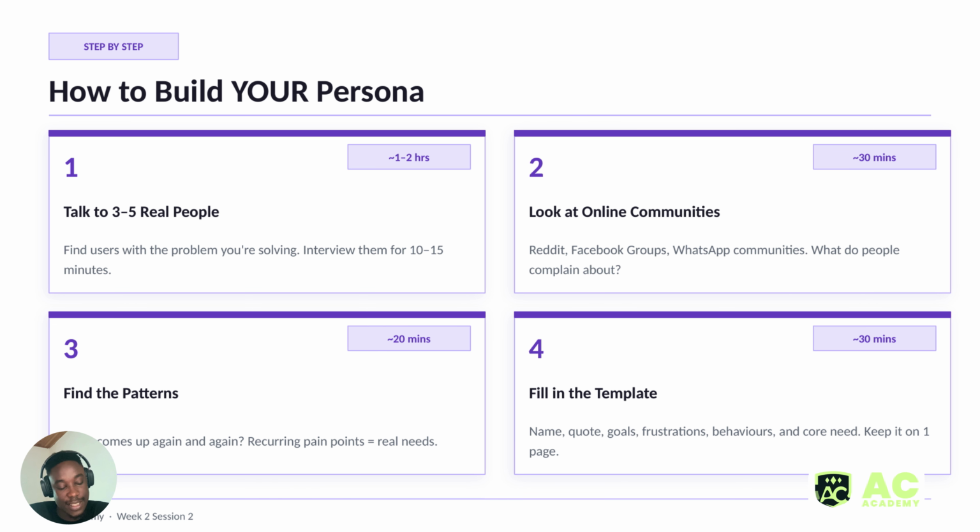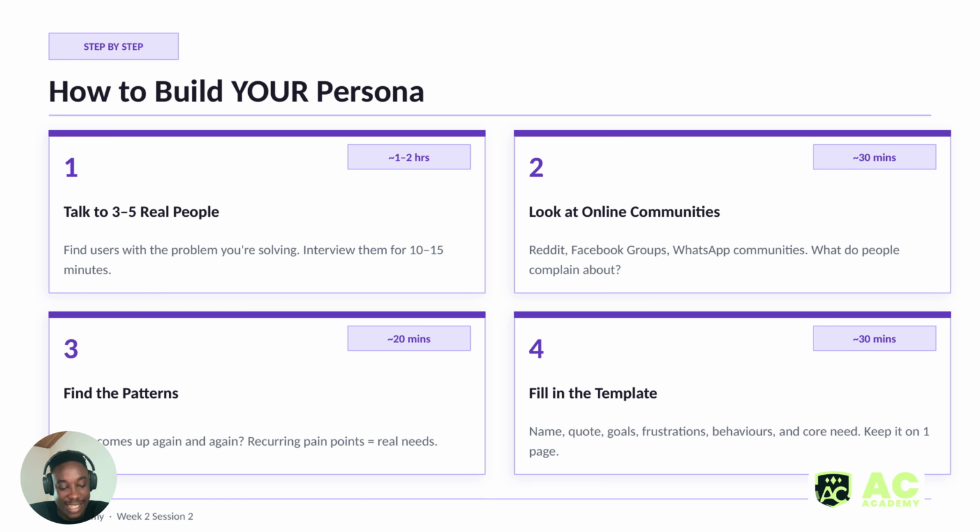And secondly, you look at online communities like Reddit, Facebook groups, WhatsApp communities, Twitter, X, and pay attention to what people are complaining about. People actually complain a lot online, and that takes about 30 minutes. You can find something over there. You will definitely find something over there.